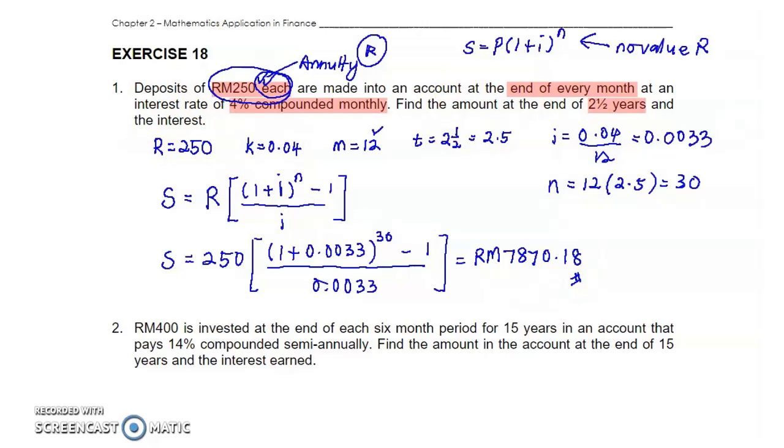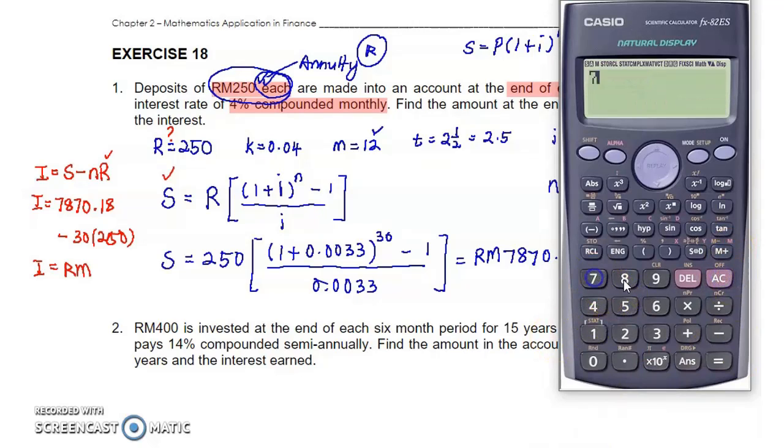Okay, now interest. So how do we calculate interest? We base it on future value. If interest is based on the future value for annuity, I equals S minus nR. So S just now is 7870.18, minus, how many times do we pay R just now? 250, 30 times. So minus 30 multiplied by 250. So interest will be 7870.18 minus 30 multiplied by 250.